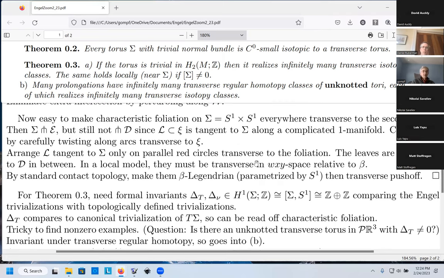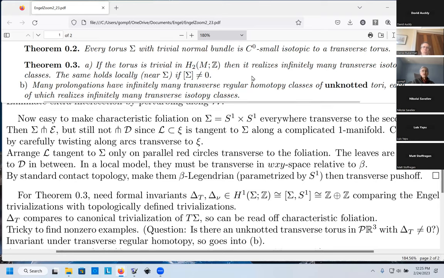And the other thing we need to observe is that, in fact, delta T is invariant not just under transverse isotopy, but under transverse regular homotopy. And that's just because whenever we do a regular homotopy, it's going to drag along the canonical trivialization. And if it's transverse, it's going to drag along the Engel trivialization, and so the invariant won't change. So that's really what's going on in B: in the right sorts of prolongations, we can actually distinguish transverse regular homotopy classes with delta T.